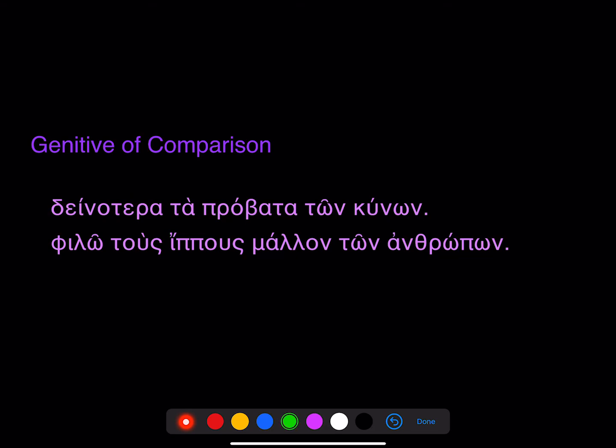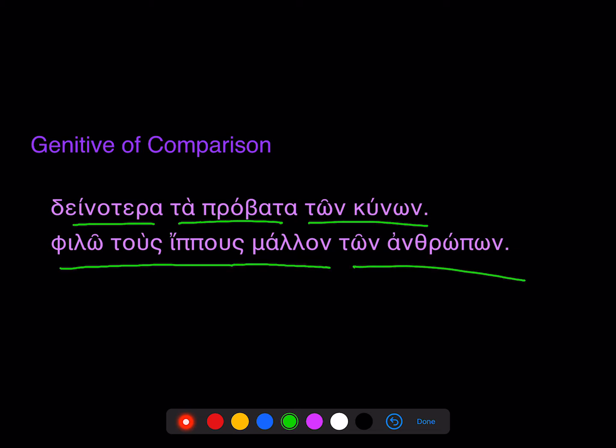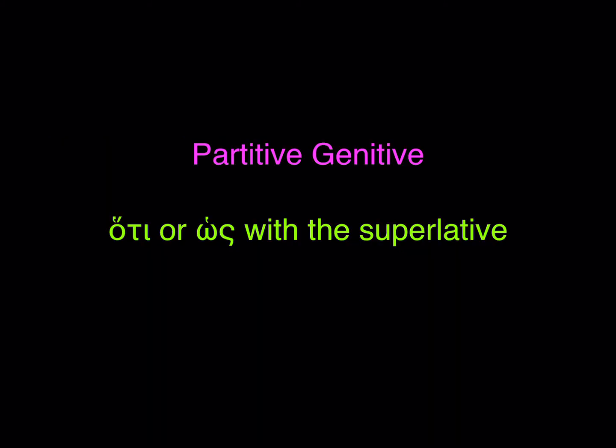The other way to do a comparison is with the genitive of comparison. So here's our same sentences, but with genitives of comparison. The sheep are cleverer than the dogs. The dogs are in the genitive, it's a genitive of comparison. I love the horses more than the people, genitive of comparison. Whatever case the first thing is in, here nominative, here accusative, the thing you're comparing it to goes into the genitive.